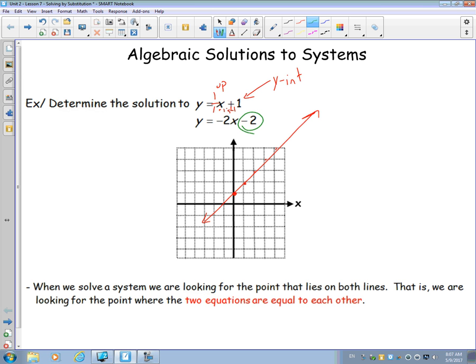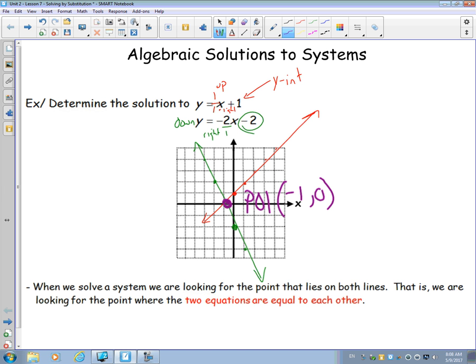This y-intercept is negative 2. The slope this time is down 2. It's a negative. And right 1. So down 2, right 1. It goes off the graph. So I can reverse it and go up 2 and back 1. Kind of handy because I can see the point of intersection right there. And there's that line. And our POI, that's our solution, is negative 1 and 0.